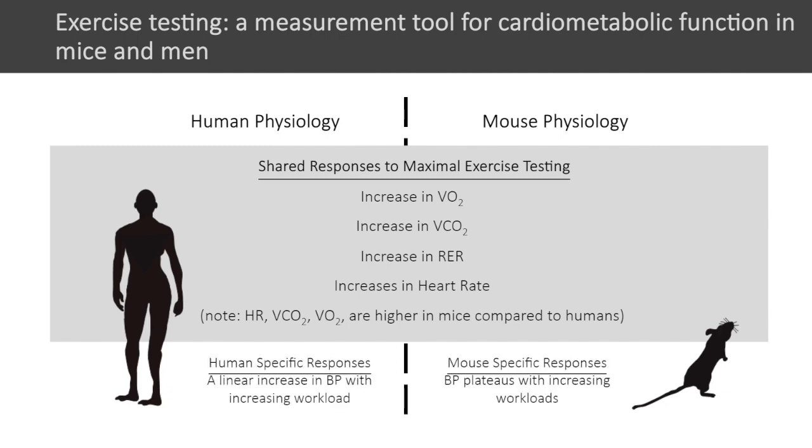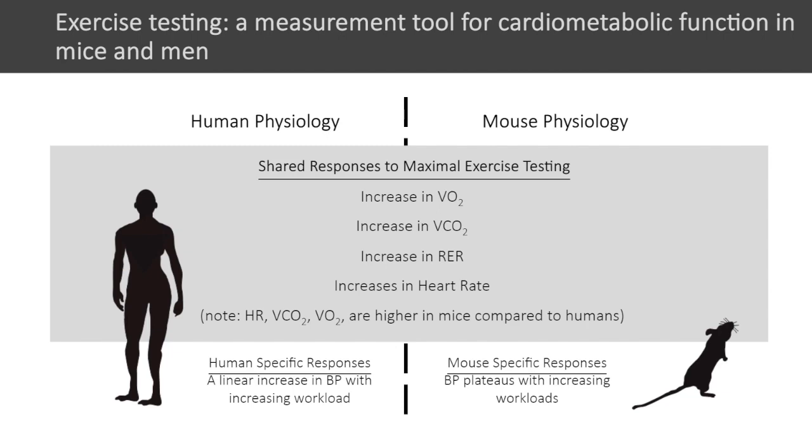And where the two differ is that in humans, there's a linear increase in blood pressure with the increasing workload, and with mice, the blood pressure plateaus as there's an increasing workload. Some other small minor differences between the mouse and the human during exercise testing are really just driven from the fact that the mouse heart is tiny. We're looking at a 200 milligram heart, whereas in a human, it's 250 to 300 grams. The average heart rate of a human is much slower, 60 to 90 beats per minute, whereas in the mouse, you're looking at 400 to 600.